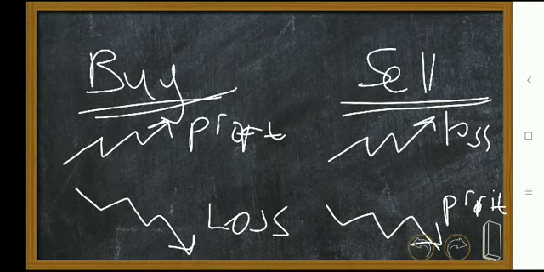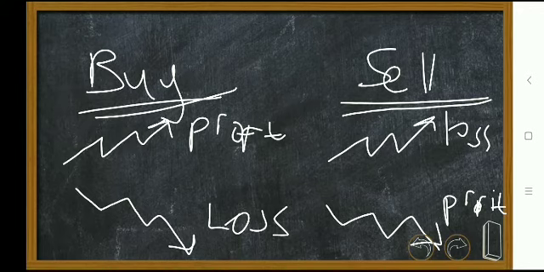If you buy and price rises, you make profit. If you buy and price drops, you make a loss. If you sell and price rises, you make a loss. And if you sell and price drops, you make profit. This is how it is. That's why people will tell you to buy low and sell high. Because if you buy low, there's a high chance that price will rise, therefore you'll make profit. And if you sell high, there's a high chance that price will drop because it's at its highest, so you'll make profit when price drops.